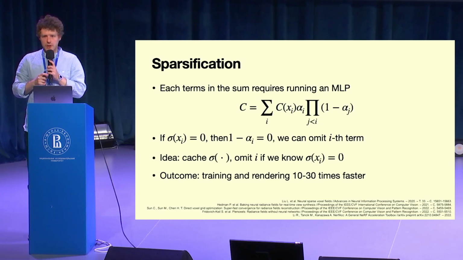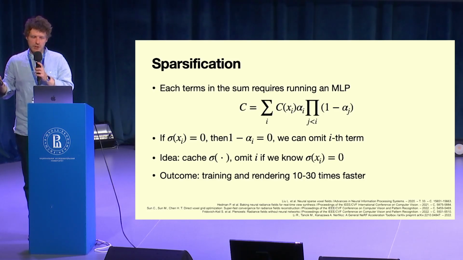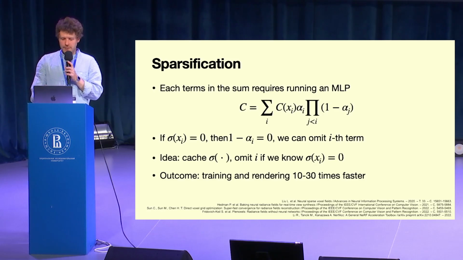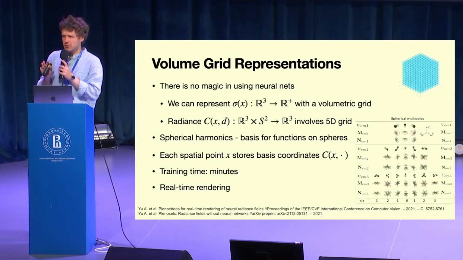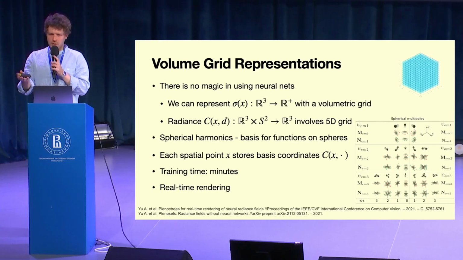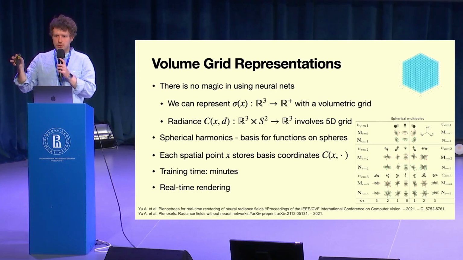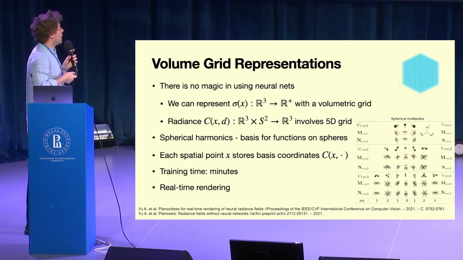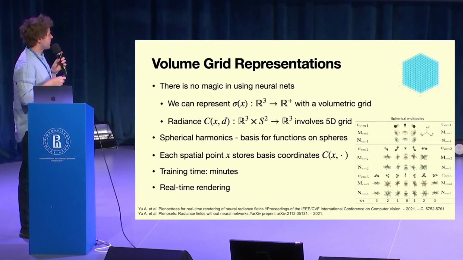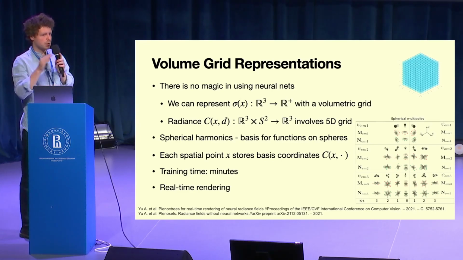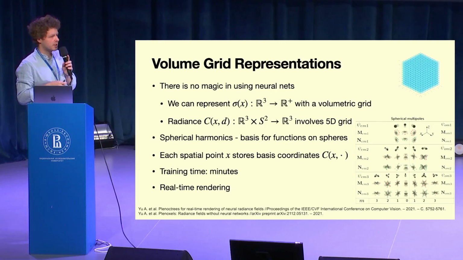And also, there is an understanding that neural networks may not be the best representation for volumetric data. In fact, there is no magic in using neural networks to represent vector fields. You do not usually use neural networks for representing images. So we could have represented volume data also not with a neural network, but with a plain simple volumetric grid. So there's an idea that we can switch from neural networks back to classic volumetric grid representations.